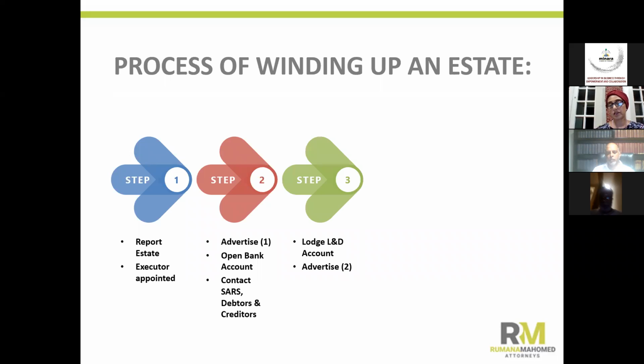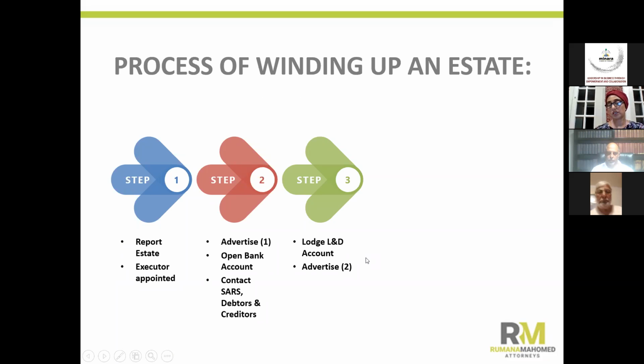The next step then is to lodge the L&D account, L&D meaning the liquidation and distribution account. In summary, the liquidation and distribution account sets out the assets and liabilities, and then of course the distribution part deals with who gets what. And that very much is linked to either the will, or if there's no will, then the heirs that are identified by the Master of the High Court.